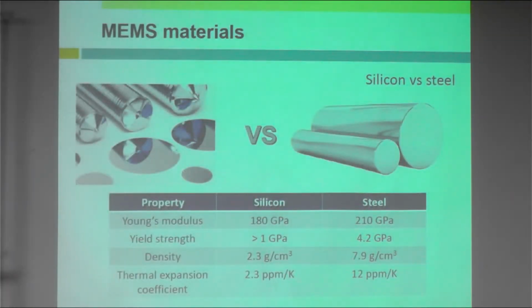And okay, the comparison between silicon and steel. You have a Young modulus of silicon 180 gigapascal, and steel 210, which is not that far. And you have almost one third the density of steel for the silicon. And thermal expansion coefficient about 1/5 of steel. So it's very stable in terms of thermal coefficient. I mean, it does not expand much due to temperature change.